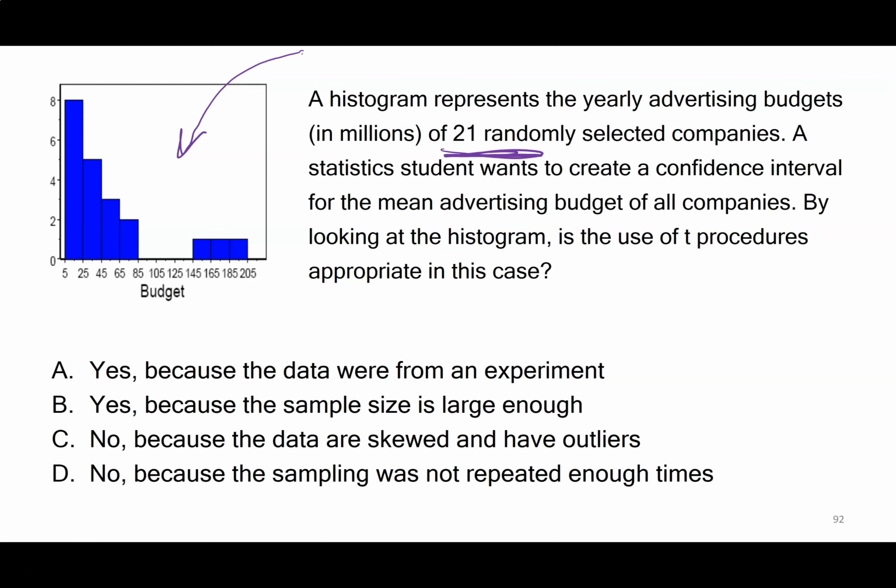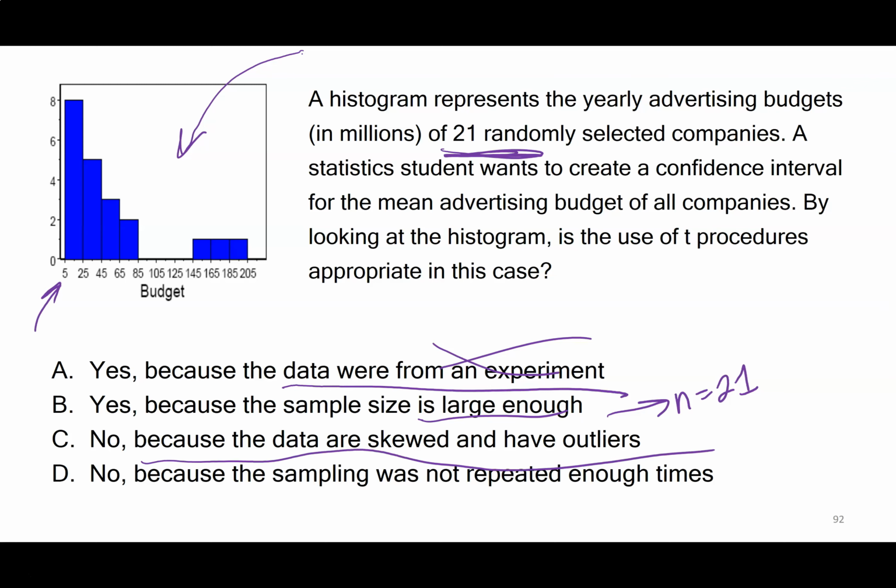So looking here, the data were for an experiment. No, honestly, this doesn't even sound like an experiment. It sounds like a survey. Yes, because the sample size is large enough. I'd argue, well, a sample size of 21 may not be big enough. Not if our data are really skewed. So, no, because the data are skewed and have outliers, I would go with C here. And no, not because the sampling was repeated enough times. Repeated sampling is a weird thing. It's not like taking a large sample. It's taking whatever sample multiple times. We're not going to mess with that in ST202.